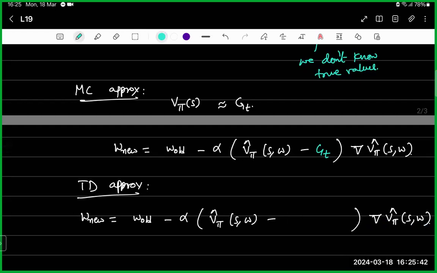RT, only RT plus one? So we have done a lot of things, right? Search, Q learning, TD, n-step TD. Still, you're not telling me what we should write here. RT plus 1 plus gamma times V hat of S comma W. Right? So this is what is TD-based approximation. Okay.